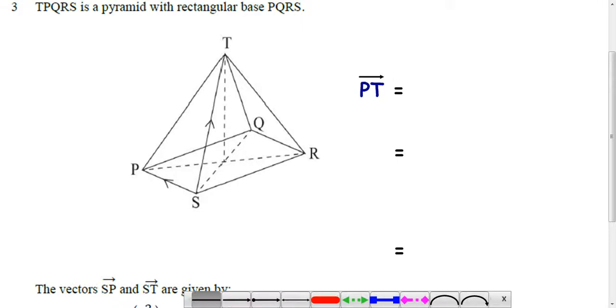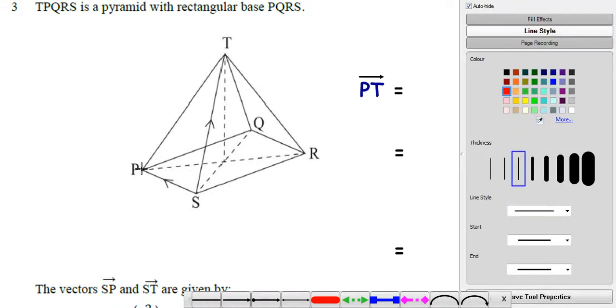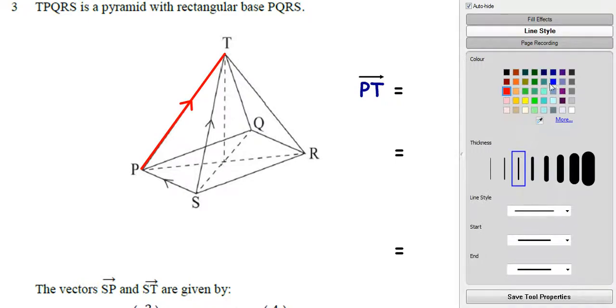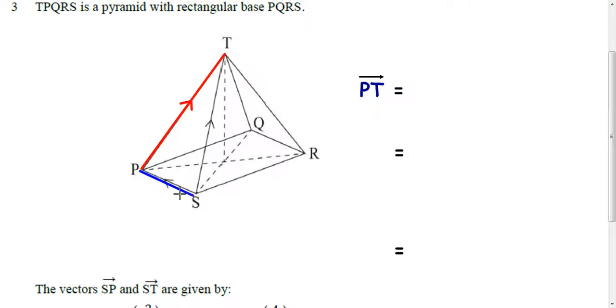Now if we look at PT, PT is a vector going from here, starting at P and finishing at T. So what we have to look for is another route to get from P to T by adding the vectors that we're given. Now the vectors that we're given are SP and ST. An alternative route to get from P to T is to go from P to S, like that, and then S to T.